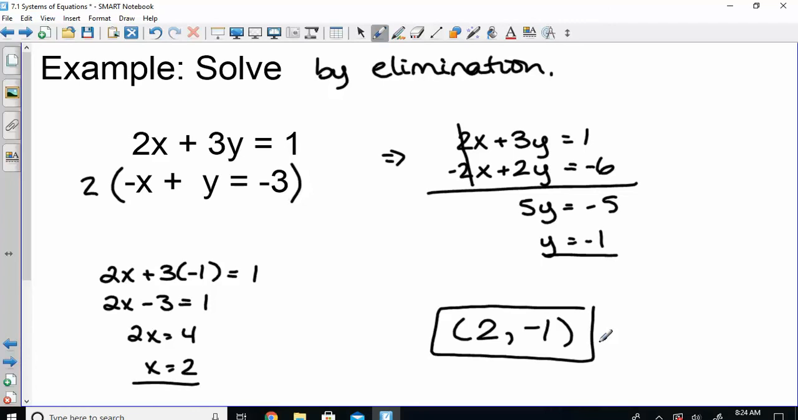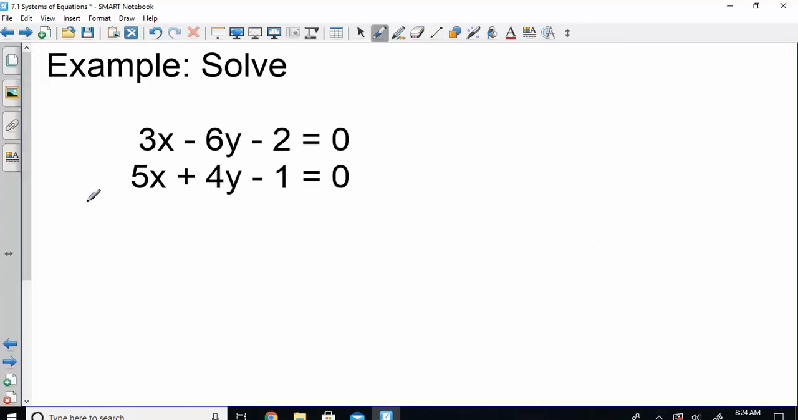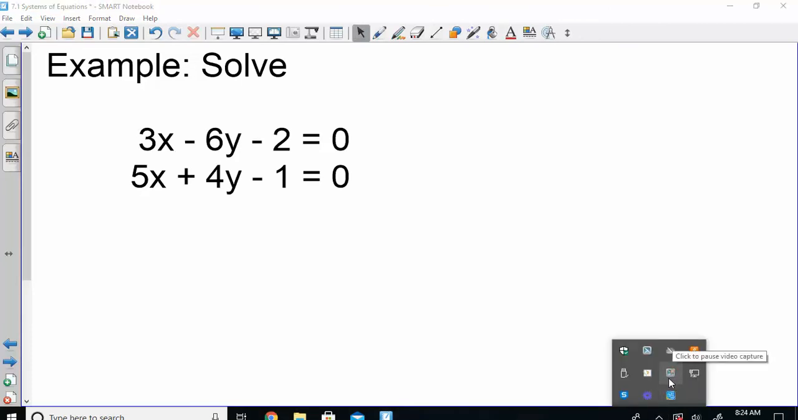You guys want to try one on your own? Here is your problem. Looks a little different. I moved the constants over, but it doesn't matter. So why don't you see if you can decide what you would multiply by to eliminate. You might have to multiply both equations.